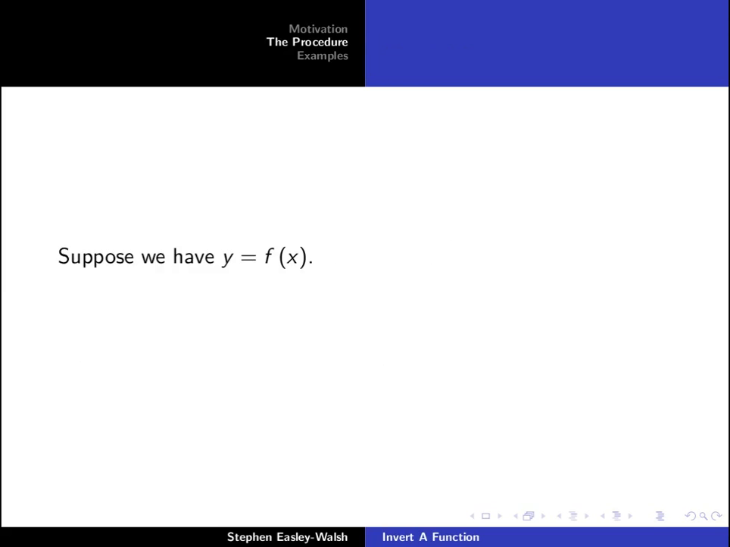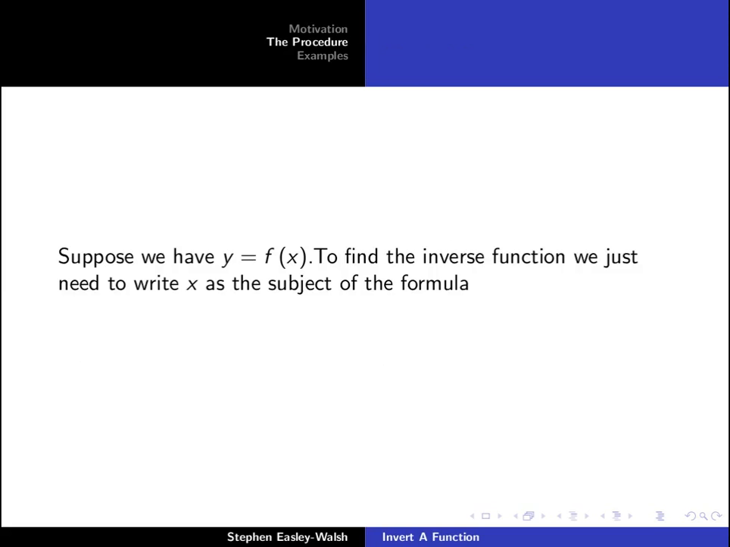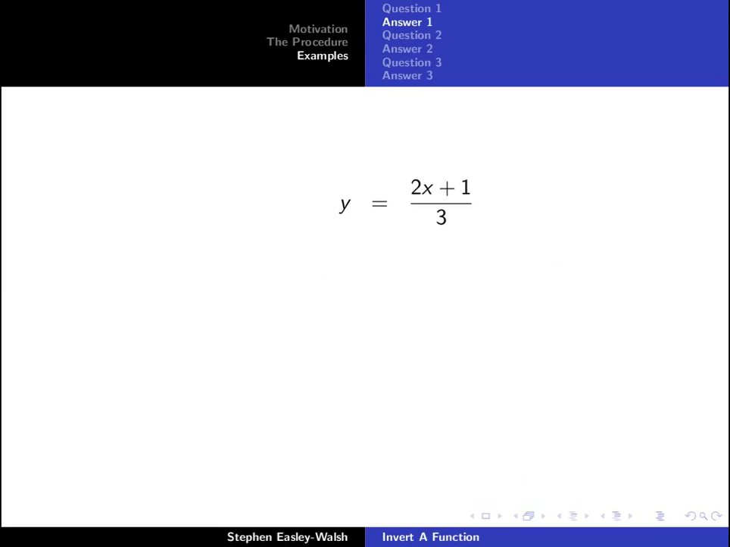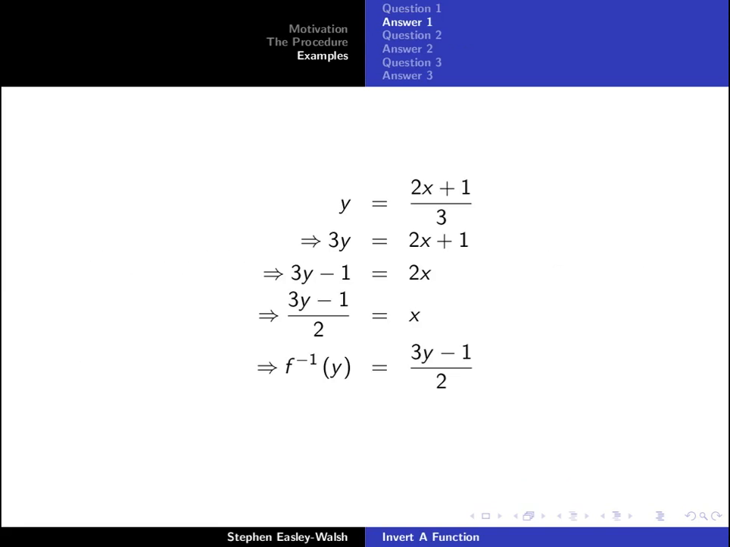The procedure is, if given y equal to f(x), to find the inverse function we just need to write x as the subject of the formula in y = f(x). Let's have a look at an example. What is the inverse of the function f(x) = (2x + 1)/3? Well, we write y = (2x + 1)/3, and we have 3y = 2x + 1. 3y - 1 = 2x. (3y - 1)/2 = x. Therefore, the inverse function is (3y - 1)/2.